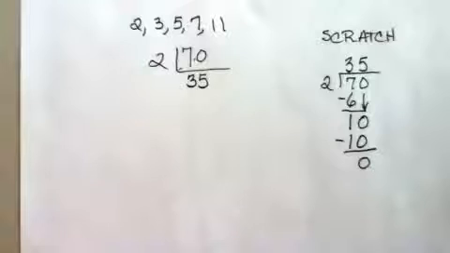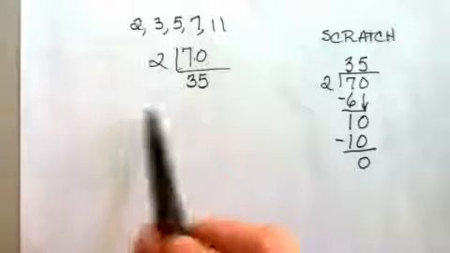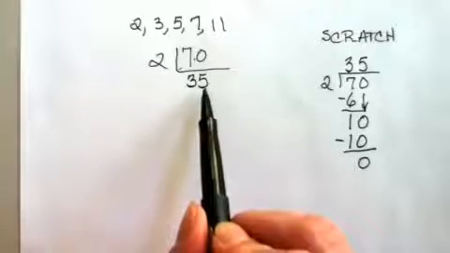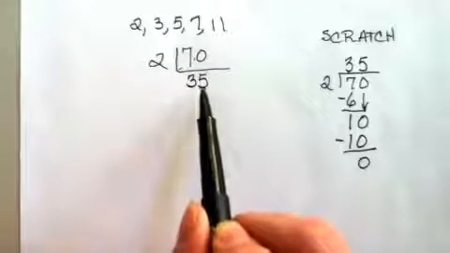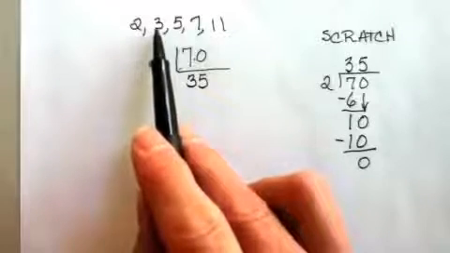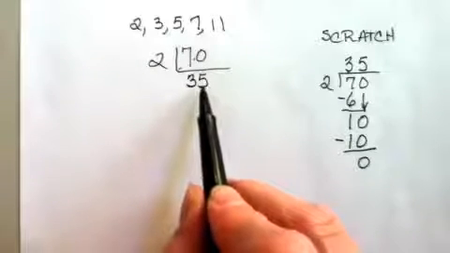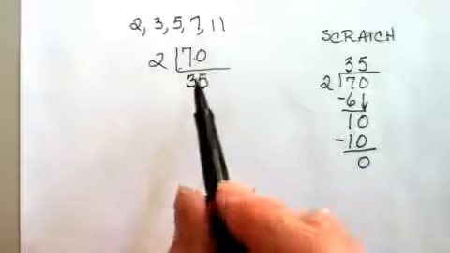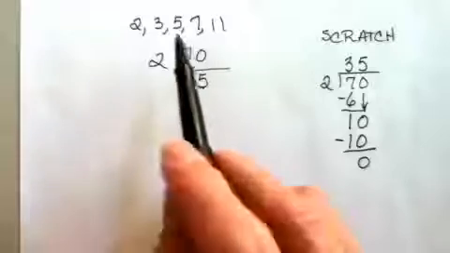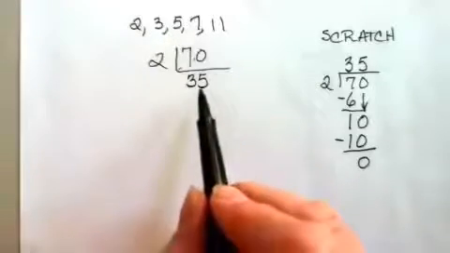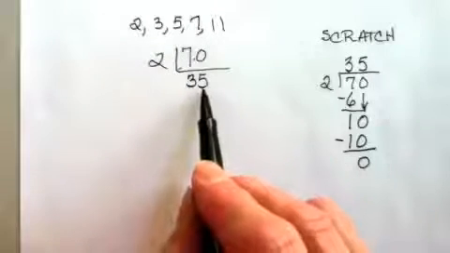And I look at that process again. Does 35 divide by 2? Well, since it ends in a 5, no it does not. So I move to my next prime number. Does 35 divide by 3? 3 plus 5 is 8, but 8 does not divide by 3, so no, I cannot divide 35 by 3. Let's move to the next prime number, 5. Does 35 divide by 5? Yes, it does, since it ends in a 5.